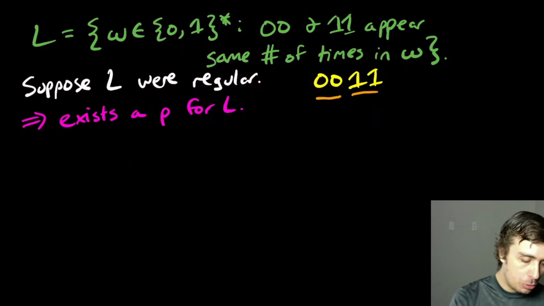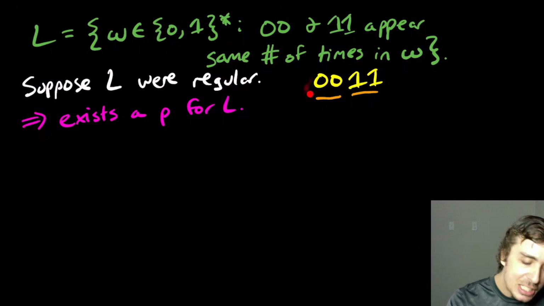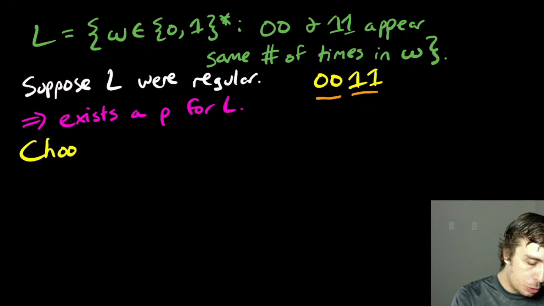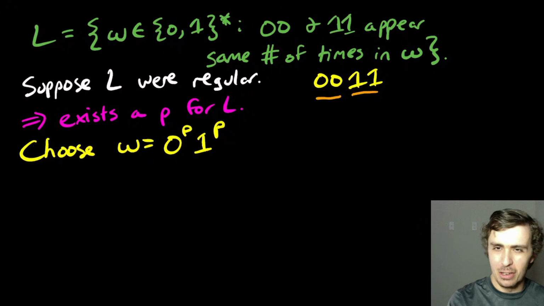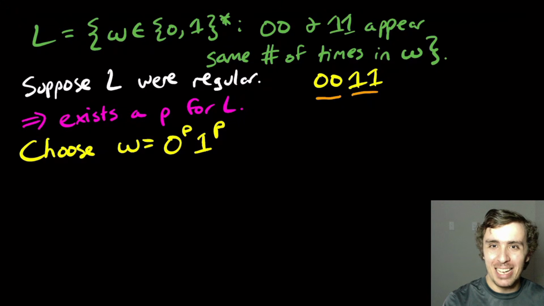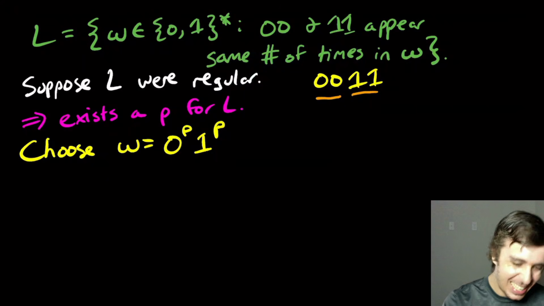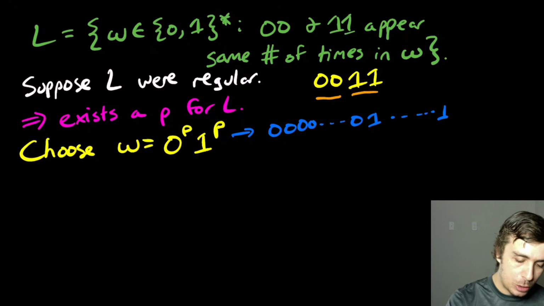I'm just going to do a common one that is kind of similar to the example that we did a little earlier. So I'm going to choose w to be equal to 0^p 1^p. And you think, huh? There's no 0,0s in there, Ryan. There's no 1,1s in there. Au contraire. So let's think about what this string actually is. It's a whole bunch of 0s and then a whole bunch of 1s.